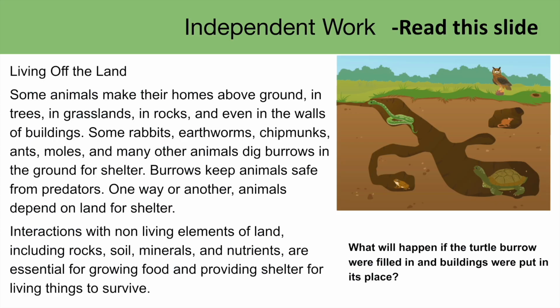Independent work. Living off the land. Some animals make their homes above ground, in trees, in grasslands, in rocks, and even in the walls of buildings. Some rabbits, earthworms, chipmunks, ants, moles, and many other animals dig burrows in the ground for shelter. Burrows keep animals safe from predators. One way or another, animals depend on land for shelter.